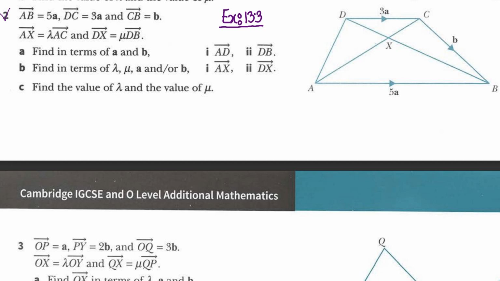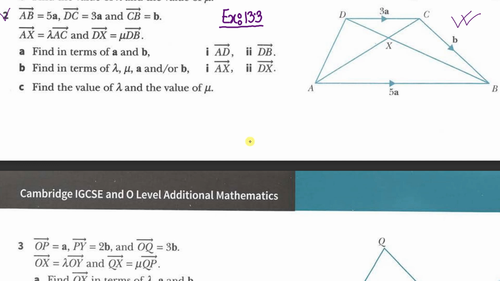AB equals 5a. On the bottom line it is written AB equals 5a, and DC equals 3a. We needed to know what the parts are by reading the question first. And CB is given as b, so three lines are given on the outer side. AX equals lambda AC, where lambda is a constant, and DX equals mu DB. This is another constant.